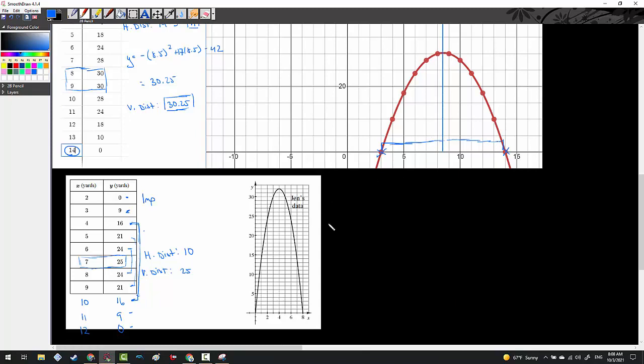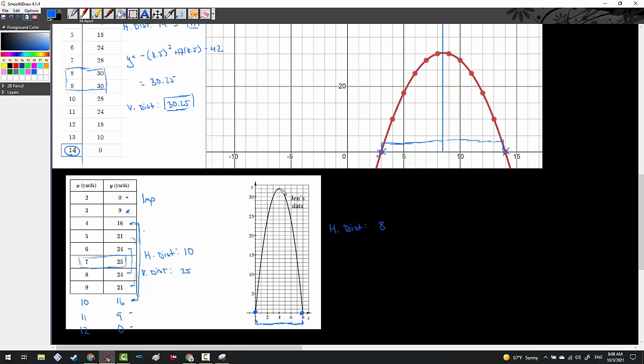So let's take a look at Jen's data. Jen launches from 0 and ends at 8. Again, what's this distance right here? This distance here is a distance of 8. So Jen's horizontal distance is 8.